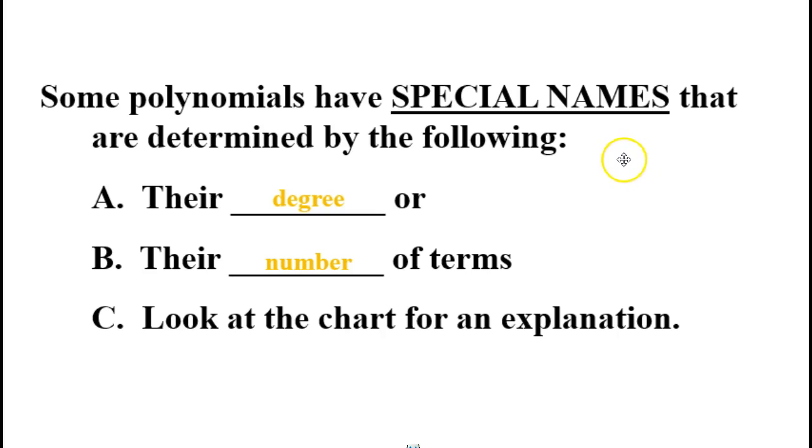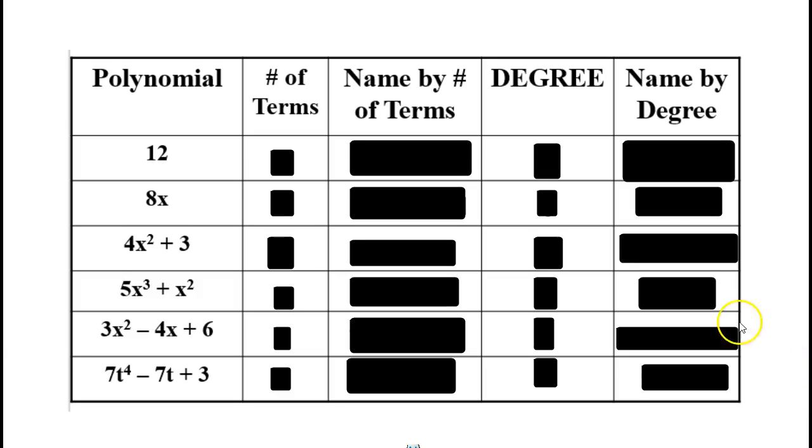Some polynomials have special names that are determined by either their degree or their number of terms. So we are actually going to have to add some vocabulary terms to our brains, and we're going to have to remember how to classify these polynomials. And these can be really easy questions for you to answer in the future if you can remember all of the names and why they are what they are.